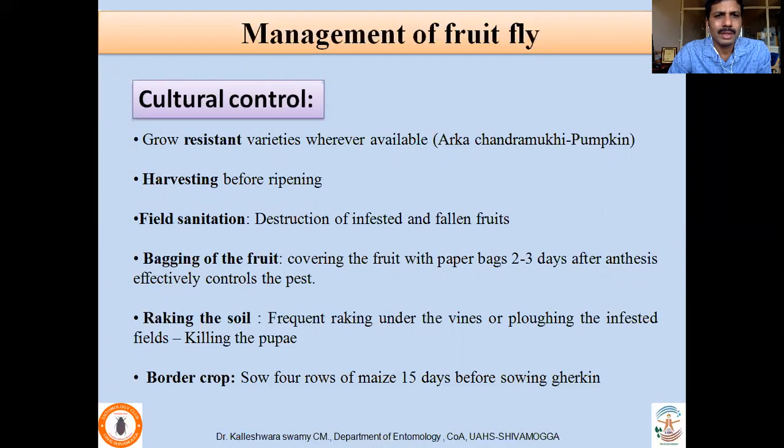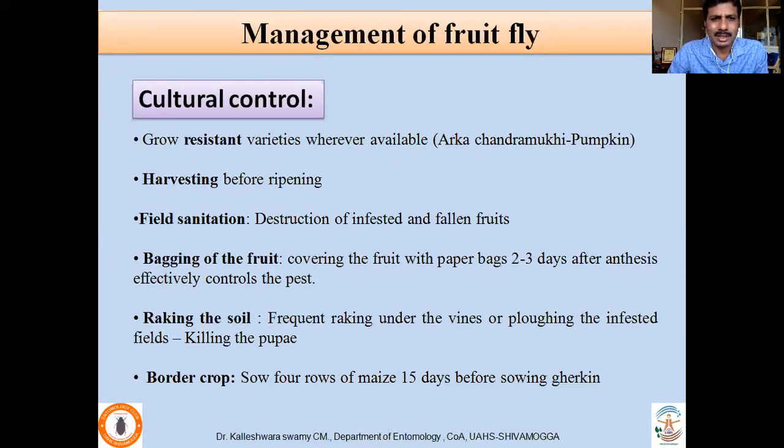So field sanitation: wherever the infested fruits or fallen fruits are, they need to be collected and destroyed. Bagging of the fruits is a very important practice because oviposition is completely avoided. Any normal paper, maybe a newspaper bag or poly bags, can be used to cover the fruits 2 to 3 days after anthesis.